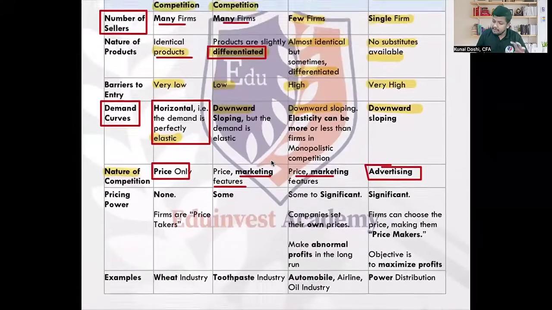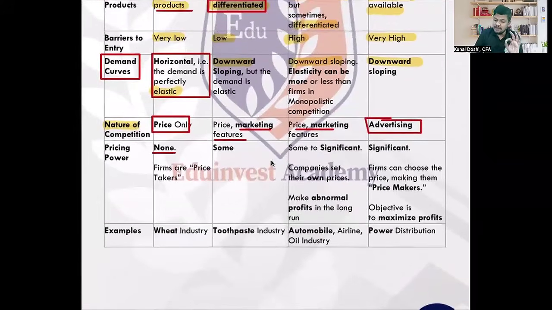Pricing power: in perfect competition, there is no price power. Remember the keyword here: in perfect competition, firms are said to be price takers. They take whatever the price is available, but on the extreme side, in monopoly, they are the ones who make the price. They are the price makers. Correct, everyone? In monopoly, the objective is to maximize profit and not price. Keep that in mind: the objective is to maximize profit, not the price. We'll discuss more about that in detail.